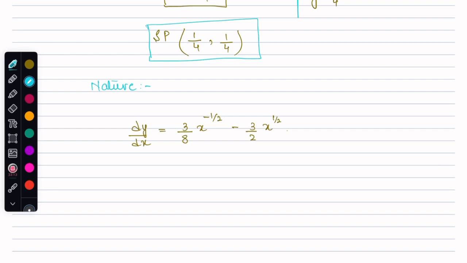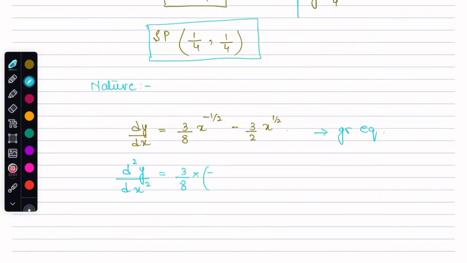We have found the first derivative, dy/dx, which is equal to (3/8)x^(-1/2) minus (3/2)x^(1/2). This was the gradient equation. From the gradient equation, I will be getting the second derivative, d2y/dx². So this then shall be 3/8. I just need to differentiate the equation.